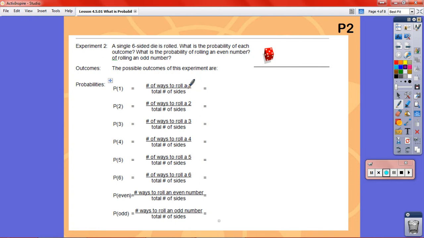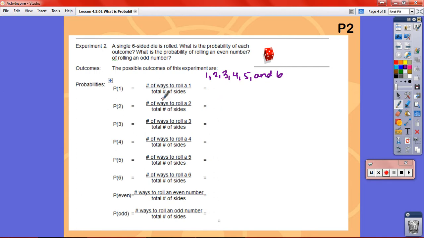The outcomes are anything that could happen on a given trial. So when I roll the die, I could either get 1, 2, 3, 4, 5, or 6. So those are my possible outcomes. 1, 2, 3, 4, 5, and 6.